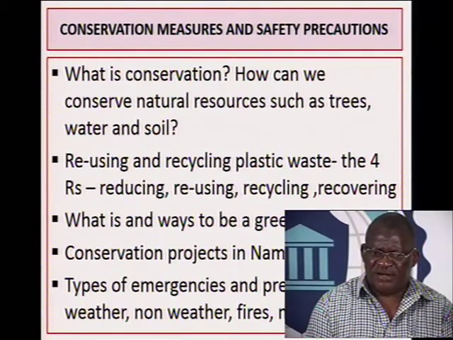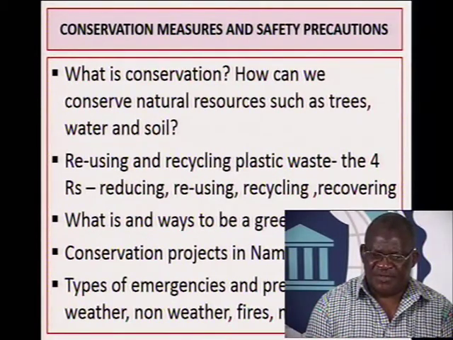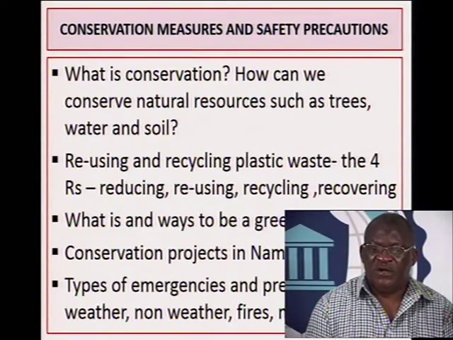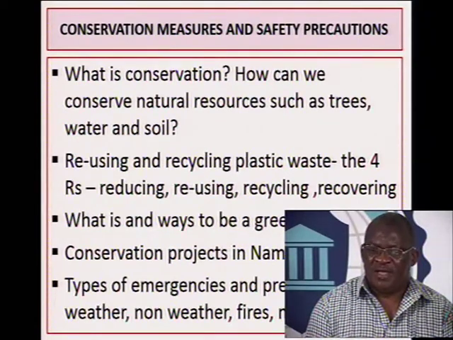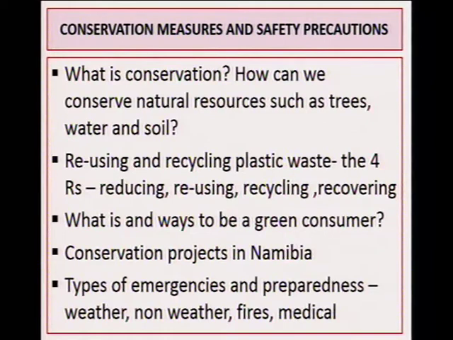Then the next area under the same topic is we can have questions on what is and the ways to be a green consumer. The key word there is green consumer, simply implying how can we save the natural resources, right? Then you also need to know examples of conservation projects in Namibia. We have certain projects on conservation. You need to be aware of these.